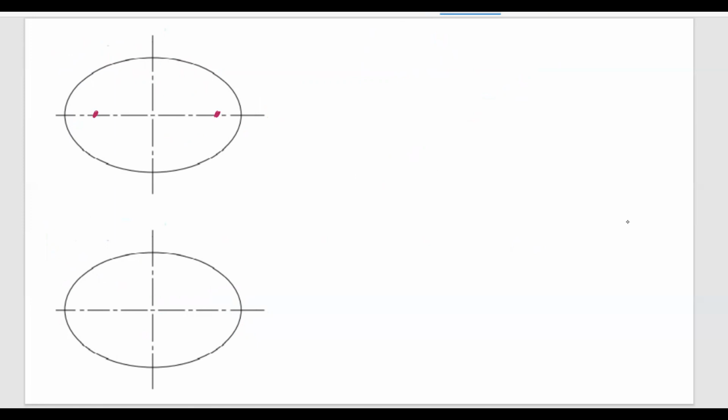The property of these focal points is that if I take any point on the ellipse, absolutely anywhere on the ellipse, and I draw these 2 distances from that point to the 2 focal points, and I call this D1 and this D2, D1 plus D2 is a constant.